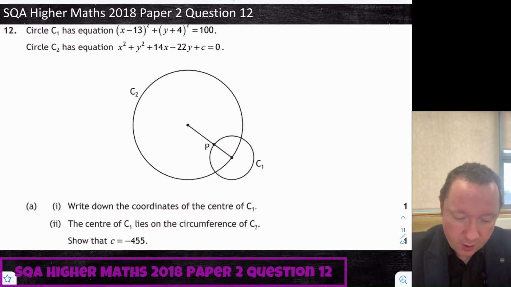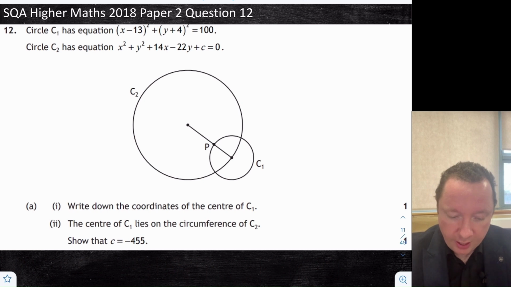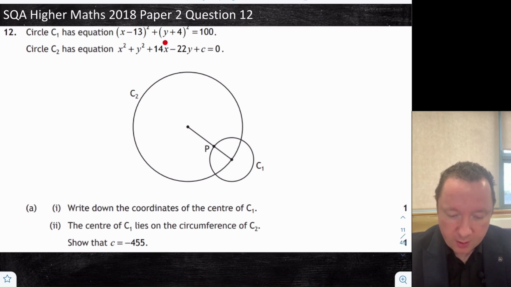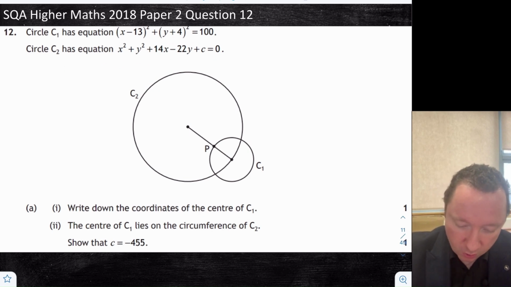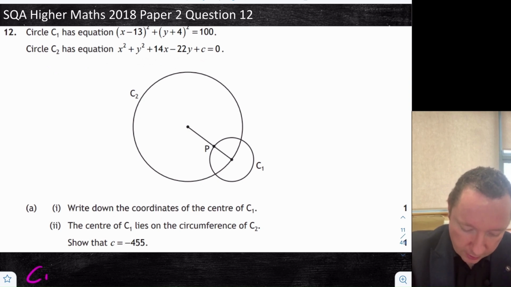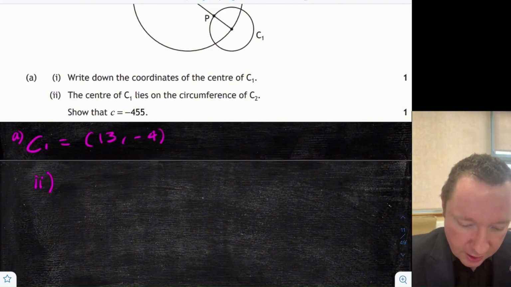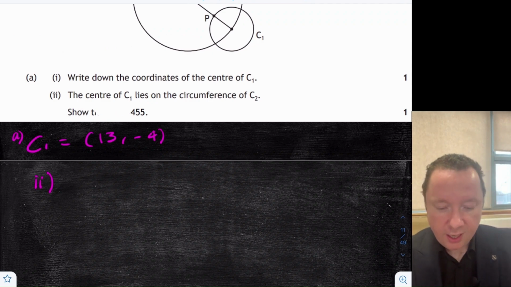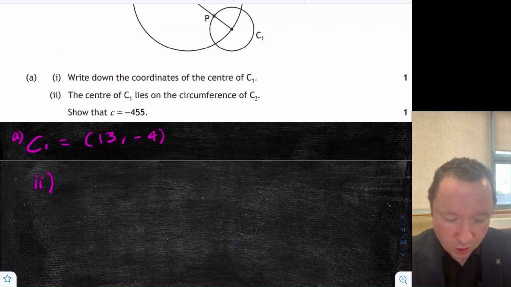Circle 1 has equation (x minus 13) squared plus (y plus 4) squared equals 100. And circle 2 has this equation. Write down the coordinates of the centre of circle C1. Well, that's nice and easy. The centre of C1 equals (13, minus 4). Part 2 says, the centre of C1 lies on the circumference of C2, show that c is minus 455.